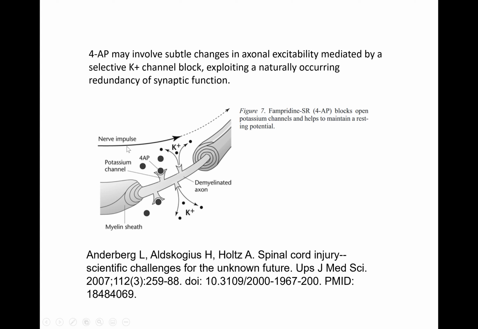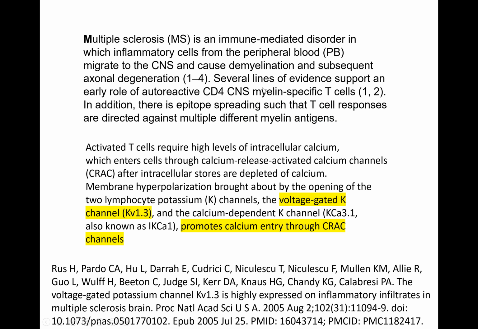You might find some reviews, like in here, for example, 2007, that talks about how 4AP works and changes the nerve impulse, for example. Then you might even dive into literature about multiple sclerosis with the activated T cells. When activated T cells occur, then you can have an immune response that would be changing the scenery quite a bit.